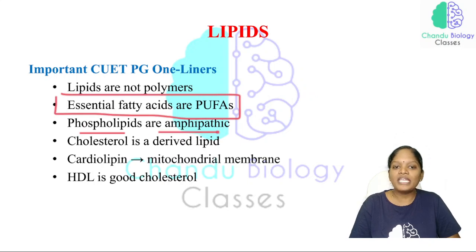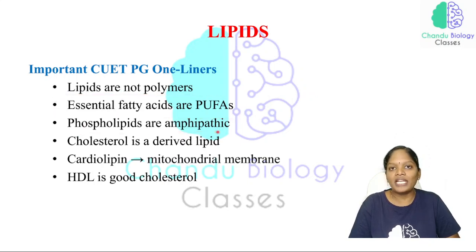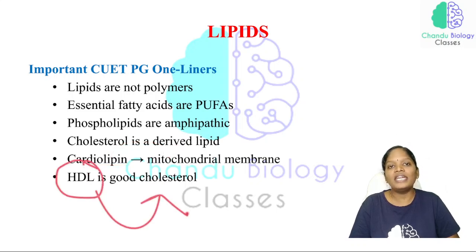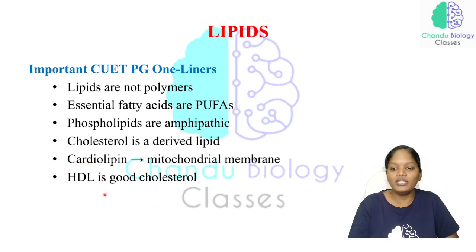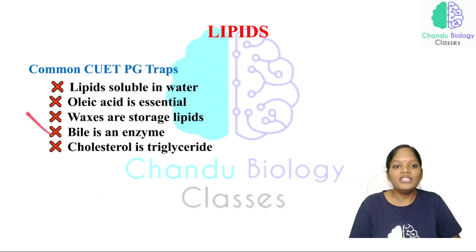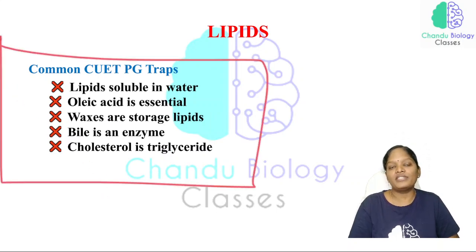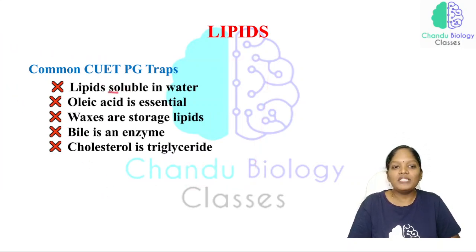Phospholipids are amphipathic, as both hydrophobic and hydrophilic parts will be present in them. Cholesterol comes under the derived lipids, as it comes under the sterols. Cardiolipin is present in the inner mitochondrial membrane, and HDL is a good cholesterol, and LDL is a bad cholesterol. Just know this, because this is where the question can be trapped in the question paper. Are lipids soluble in water? No, they are insoluble in water.